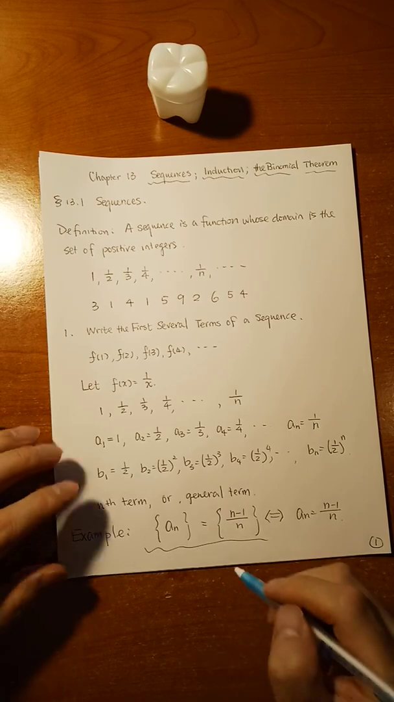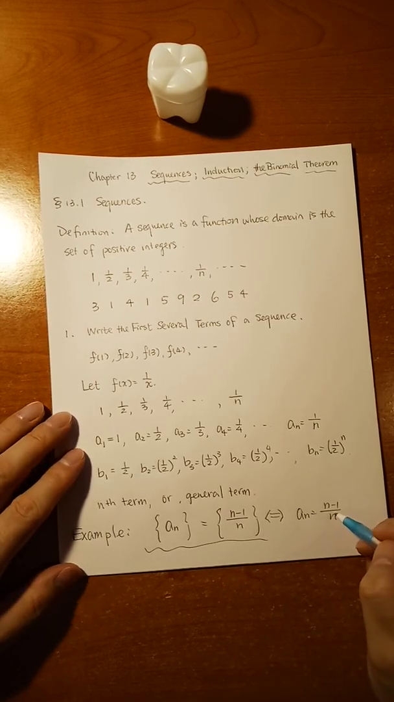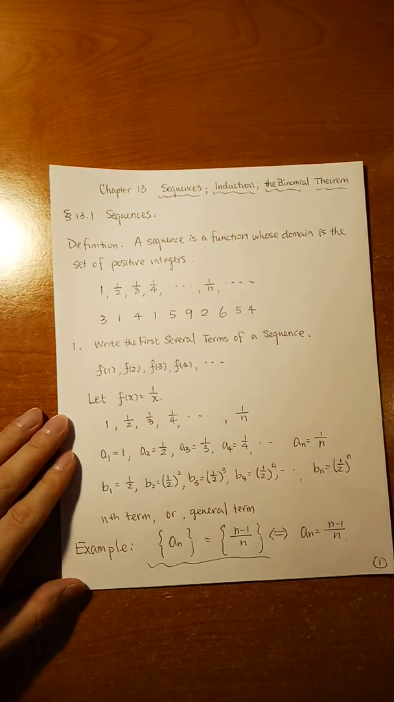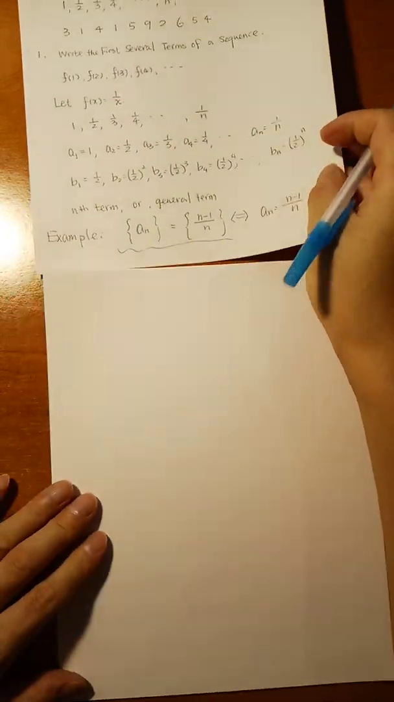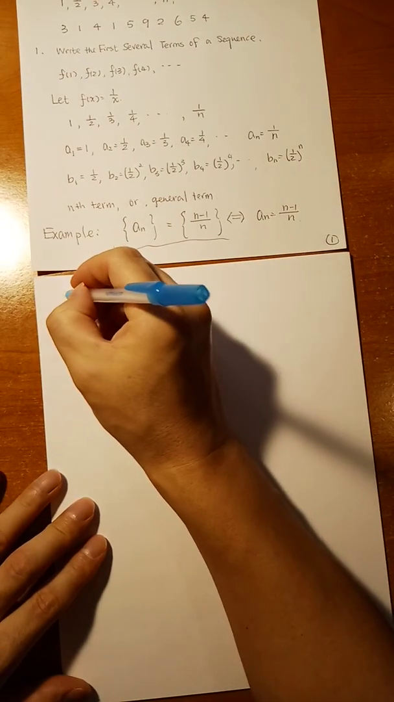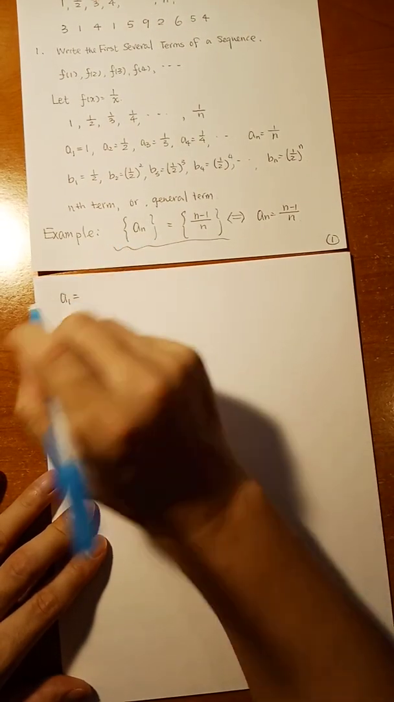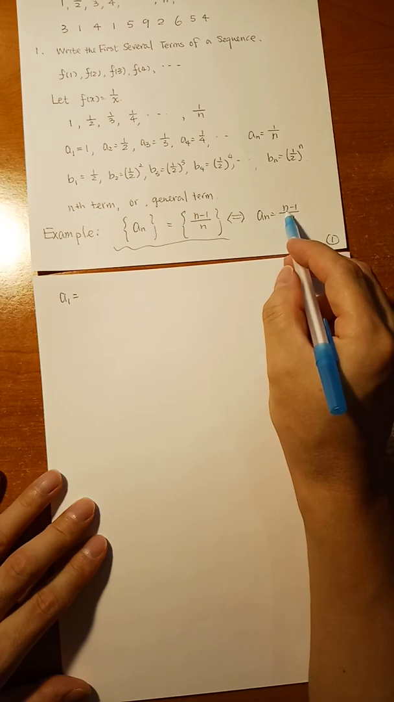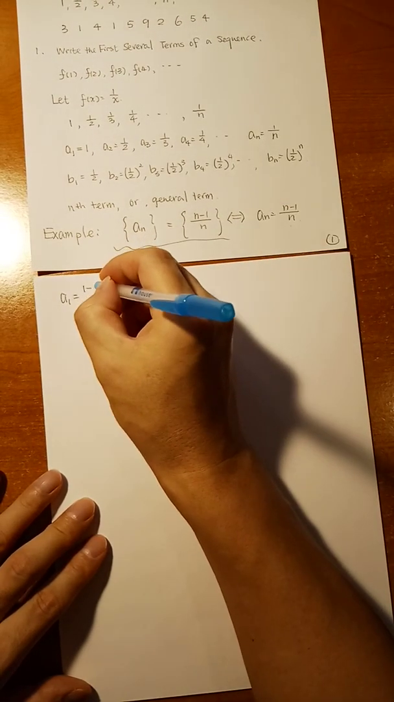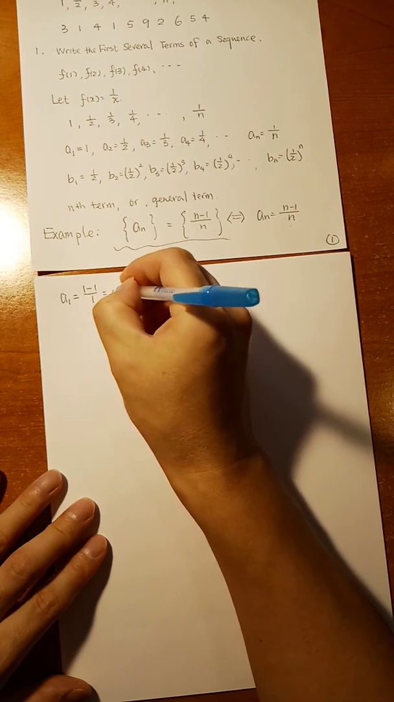So we have a sequence, we know the general term. If we know the general term, we can evaluate. We can get the first few terms. For example, a sub 1. What is a sub 1? n is equal to 1. So when n is 1, it's 1 minus 1 over 1. 1 minus 1 is 0. 0 over 1 is 0.